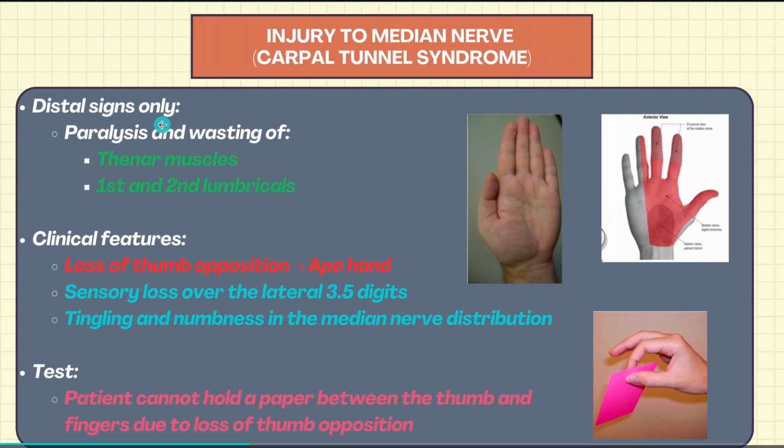Here are the distal signs for the injury to the median nerve distally, or you could also say carpal tunnel syndrome. Paralysis and wasting of the thenar muscles and the first and second lumbricals, complete paralysis and wasting of both of them. Clinical features: there is going to be complete loss of thumb opposition, giving us ape hand, and a sensory loss over the lateral 3.5 digits, with tingling and numbness in the median nerve distribution. And the test that we mentioned earlier is you ask the patient to hold a piece of paper between his thumb and one of his fingers. The patient won't be able to do that if he has carpal tunnel syndrome because there will be no thumb opposition.